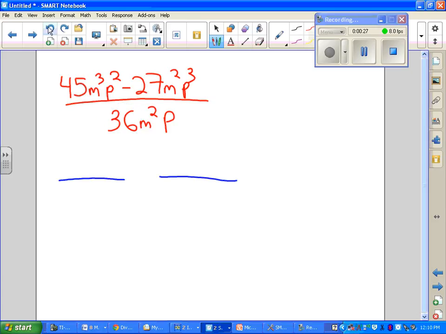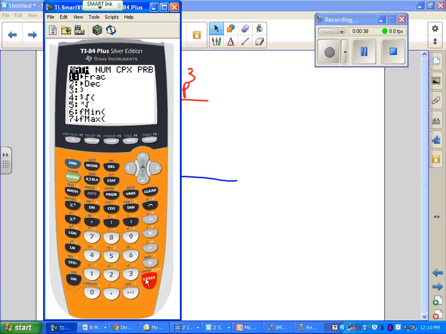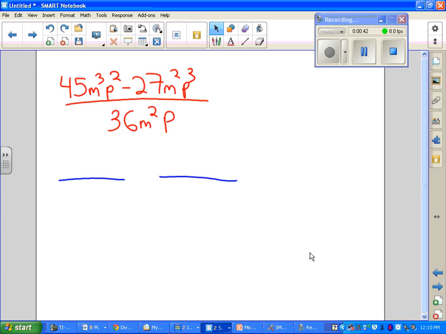I'm just going to divide 45 and 36. Alright, 45 divided by 36 gives me a decimal. As a fraction, it gives me 5 over 4. So, now I'm done with the numbers. 5 over 4. How many m's do I have? I have 3 m's, and I have 2 p's. On the bottom, I have 2 m's and 1 p.